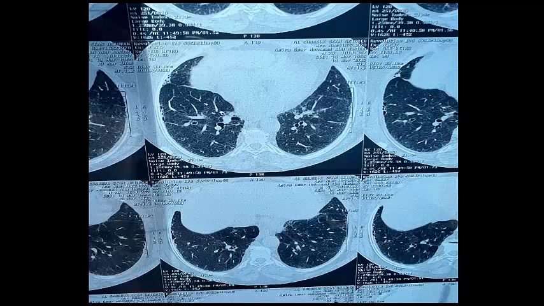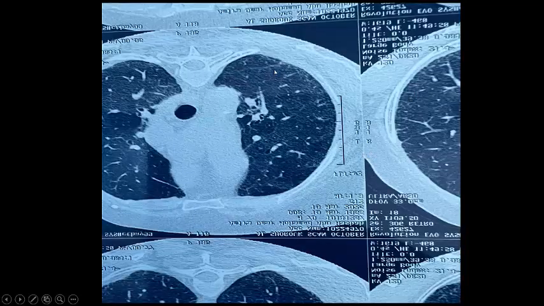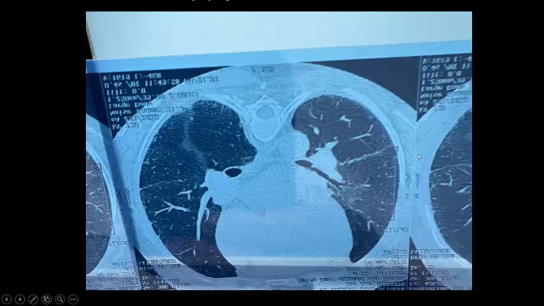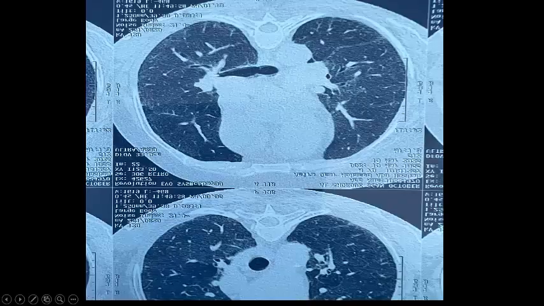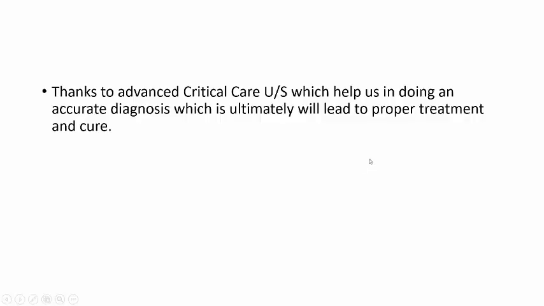evolving pulmonary fibrosis. We did high resolution CT for our patient and it revealed very thick septa, denoting pulmonary fibrosis, interstitial lung disease, and ground glass appearance, very prominent ground glass, thick interlobular septa. Thanks to advanced critical care ultrasound, which helps us in making an accurate diagnosis, which ultimately leads to proper treatment and cure.